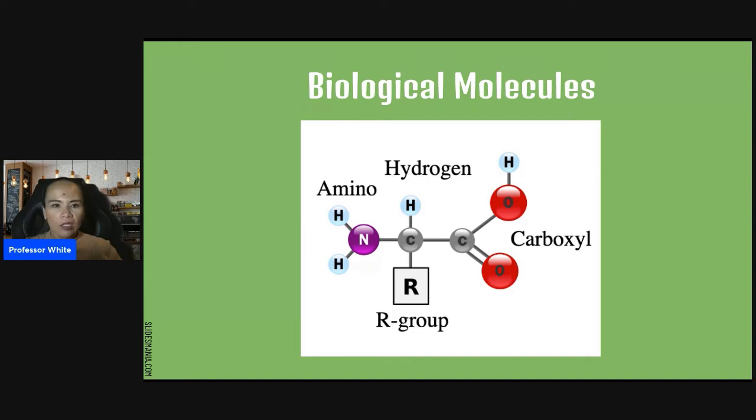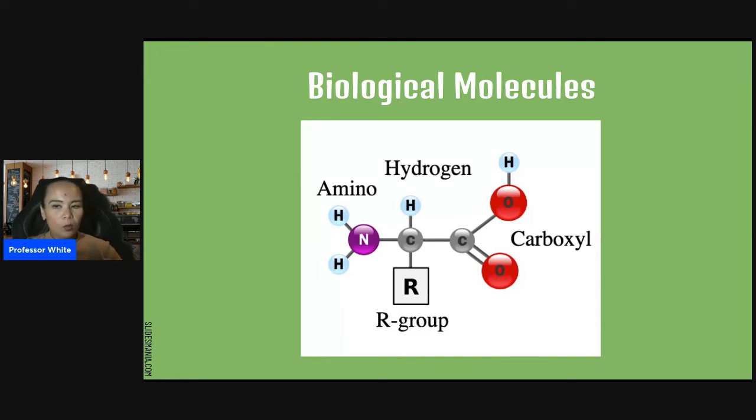And they arrange themselves into what we call functional groups. So this diagram right here is called your functional groups. As you can see here on the image of this biological molecule or biomolecule, in short, it is represented by amino acid, carboxyl group, and there's what we call this R group.